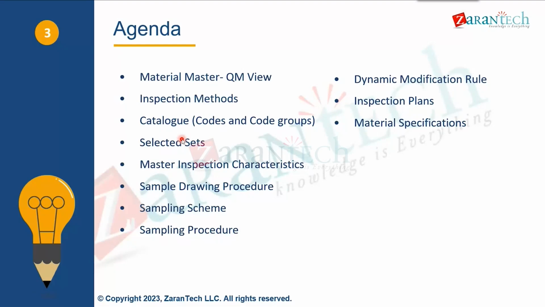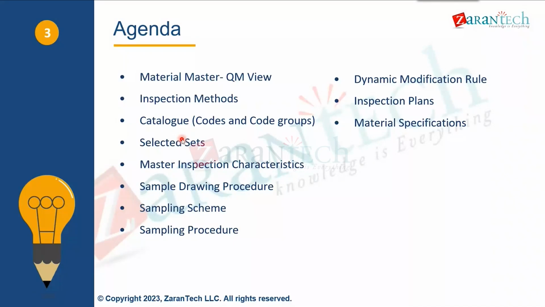Now, why do you need these catalogs for qualitative characteristics? For colors, we should maintain codes, right? Is it red color or what? Yes, you will maintain codes, but why do you need a catalog? Why do you need that set of master data?